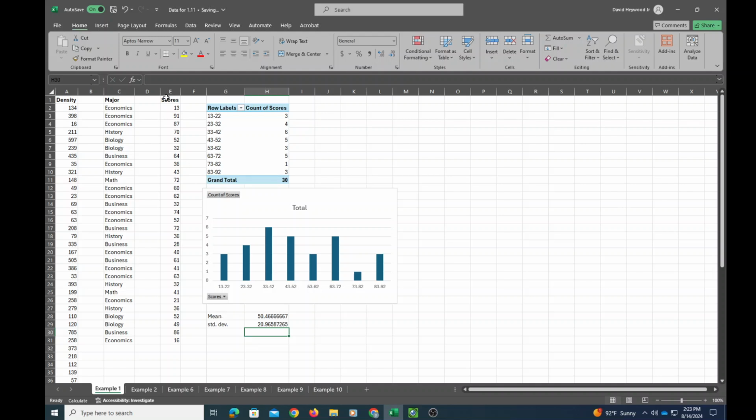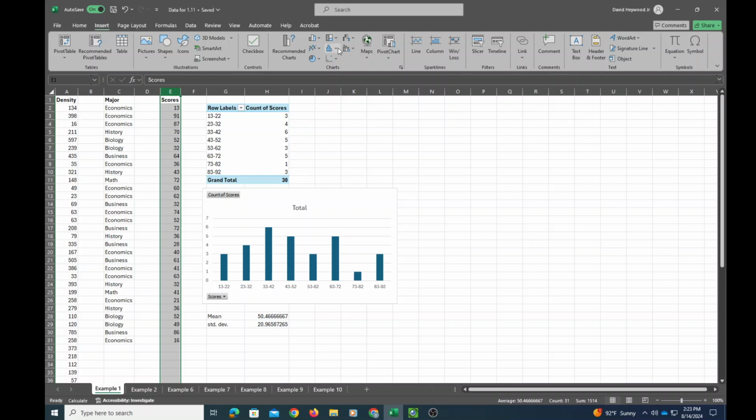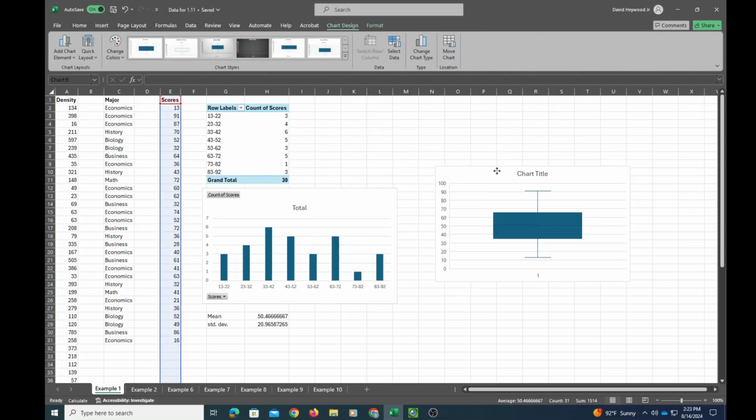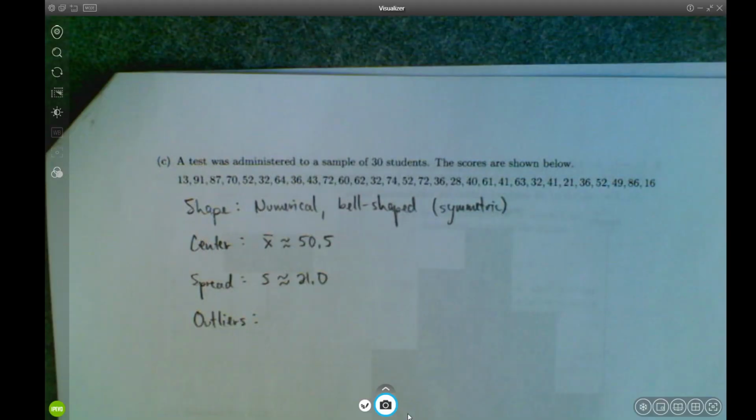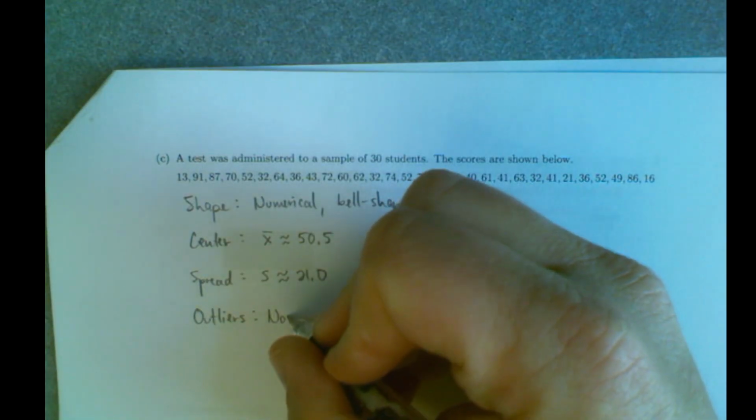And then as far as outliers are concerned, I'll just select that and insert a box plot. And yeah, it doesn't look like there are any outliers. In fact, this looks almost perfectly symmetric. Okay, no outliers. Let's write it down. So the mean x bar, let's round to one decimal place. So we'll say x bar is approximately 50.5, and S, our standard deviation, is approximately 21.0 if I round to one decimal place. No outliers. Okay, the box plot didn't reveal any of those.